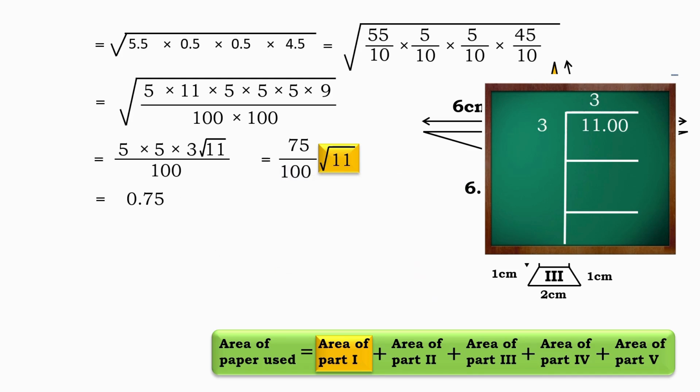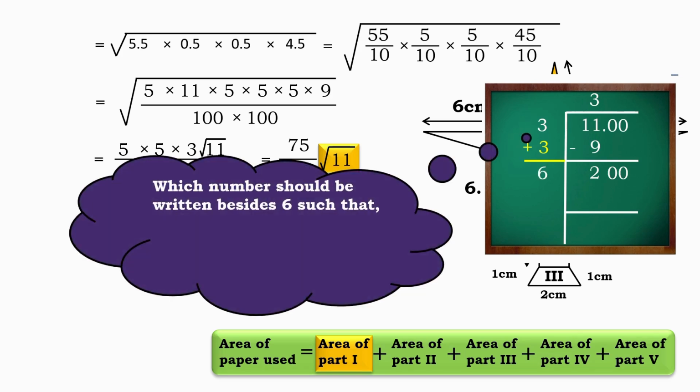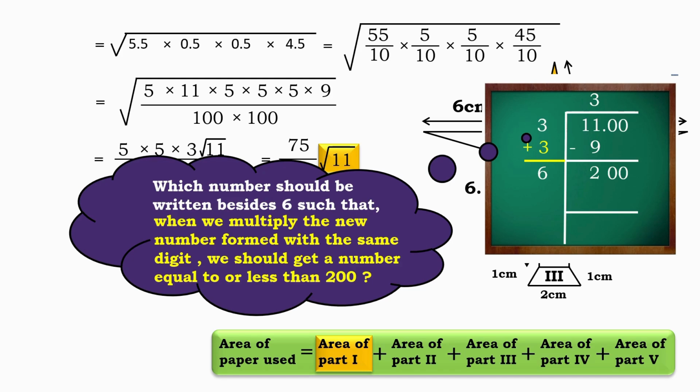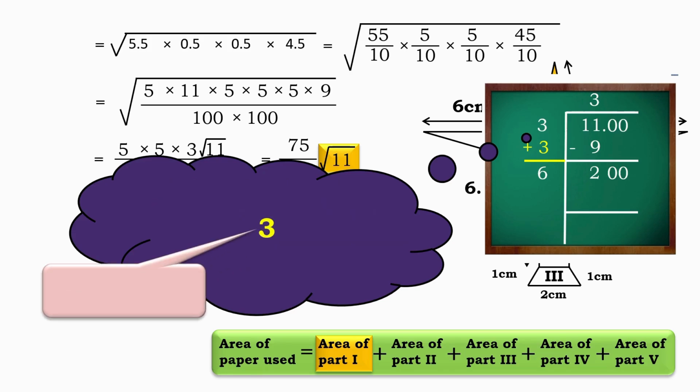So now 11 minus 9, that is 2. Now we will bring down this 00 and we will put a decimal point after 3. Now 3 plus 3 will be 6. Now we have to put a digit just beside 6 such that when we multiply, the new number formed with the same digit should be equal to or less than 200. So that should be 63.